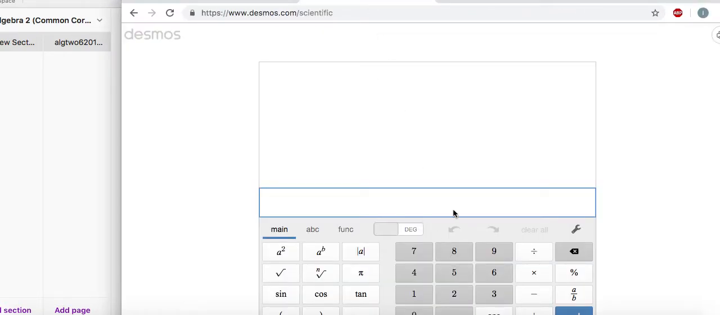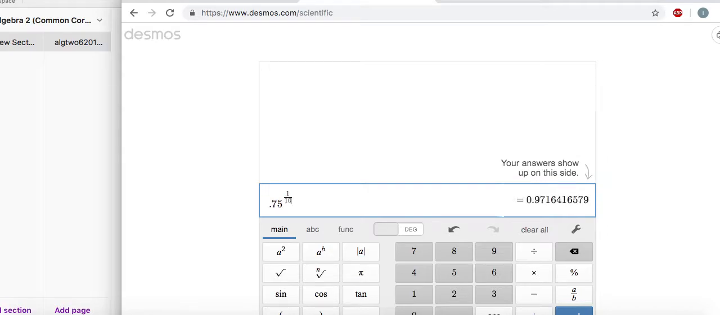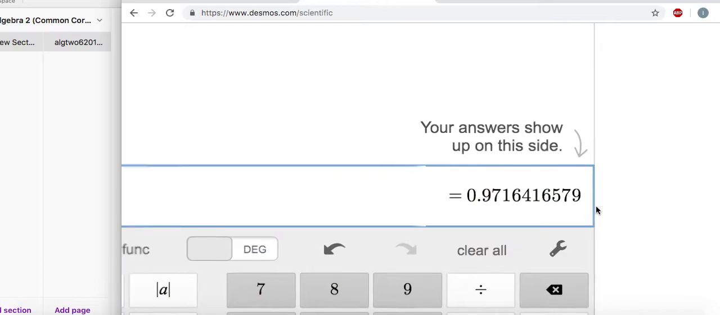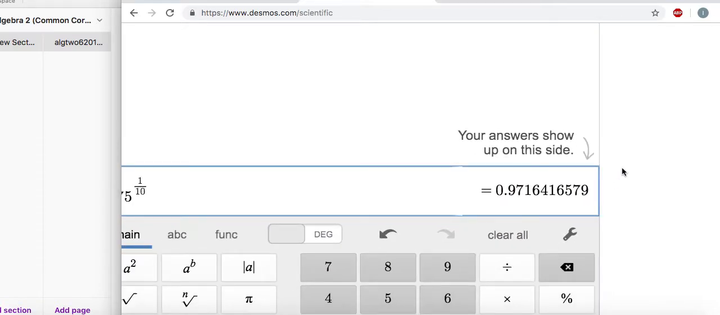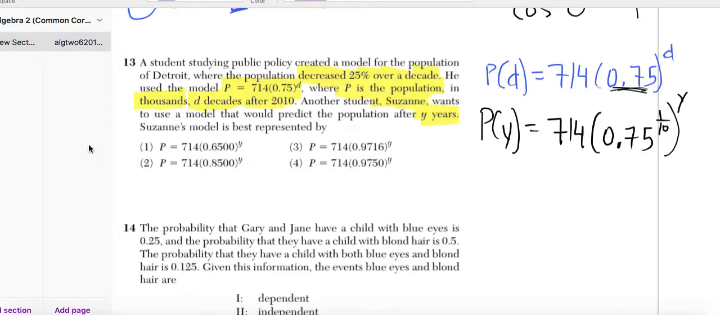And I'll use this one. So 0.75 to the 1/10 is about 0.97164, which makes sense because the population isn't going to decay as much in a year as it does in a decade. 0.97164 something, which is about 0.9716.